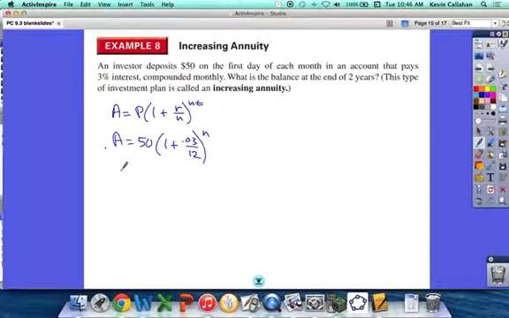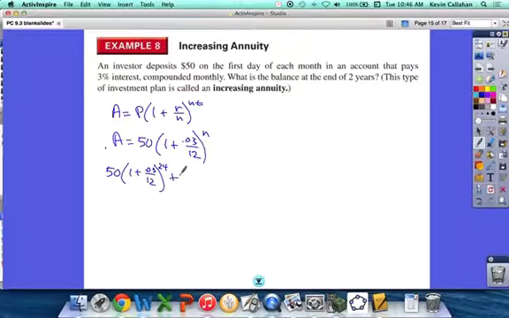Okay, so let's see. If you put that first amount in, that first $50, and you leave it in for 2 years, how many compoundings is it going to go through? 24, right? So the first term is going to be 50 times (1 plus 0.03 over 12) to the 24.